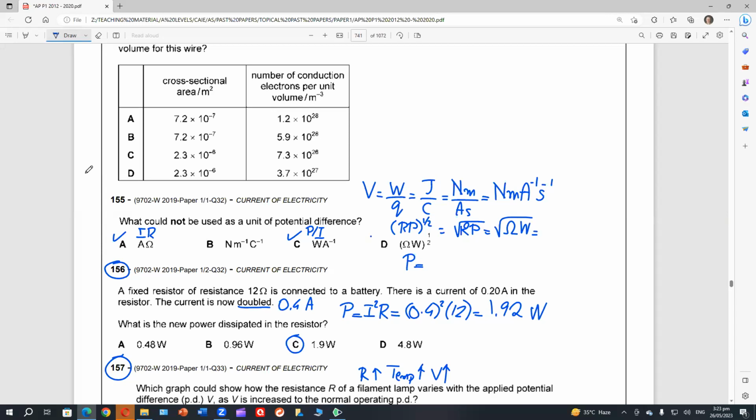That's also right. So only one is there, which is wrong.